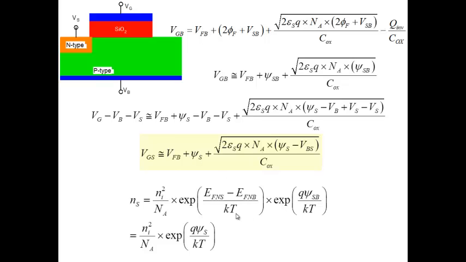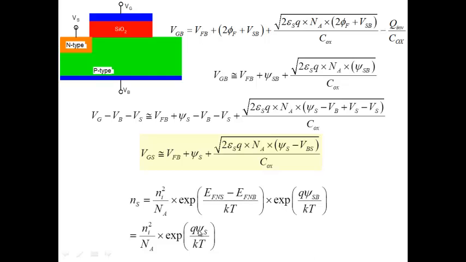The electron density at the surface, we had written down earlier, Ni square over Na, Fermi level at the surface minus Fermi level in the bulk, kT exponent q psi S by kT. With the same changes here, electron density can be written as Ni square over Na, exponent q psi S by kT. Electron density changes exponentially with surface potential, which we know.